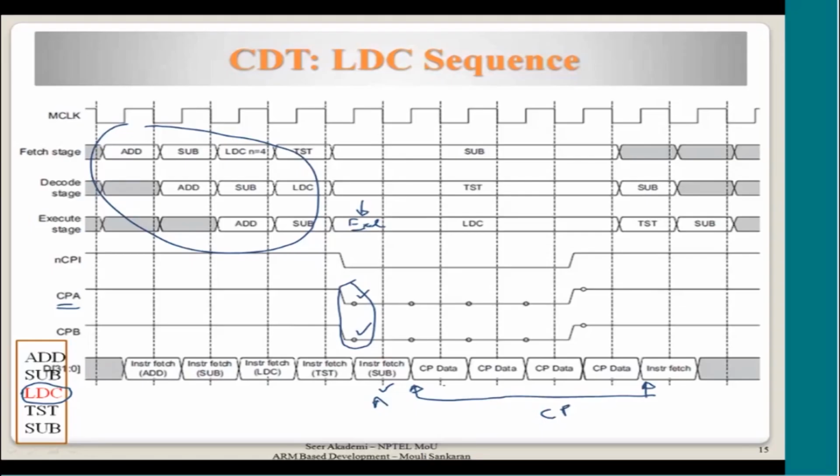What is going on? The database is CP data. Now who is generating the address? The address is generated by the ARM and the coprocessor is accepting it. Now how does the ARM know when to stop generating the address?